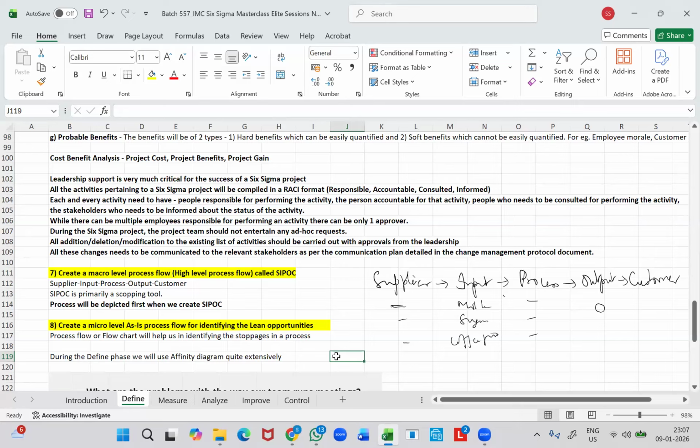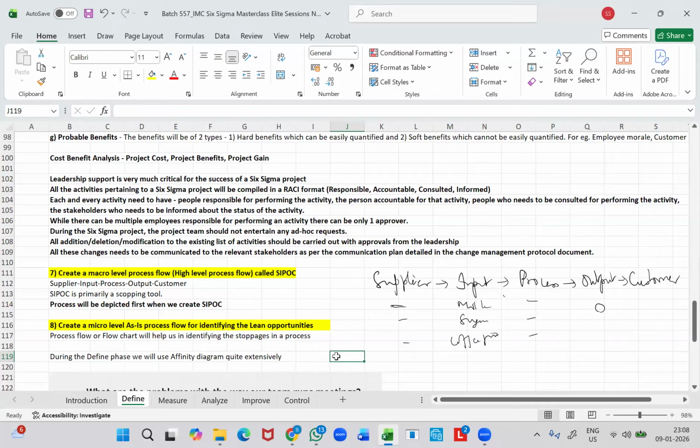So for performing the improvements, we need to consider the as-is process flow as the process is being executed on the shop floor. And for identifying the lean opportunities, we will be considering the micro level as-is process flow. So when I say micro level as-is process flow, it will be the depiction of the process at a keystroke level. So each and every keystroke needs to be captured as part of the process flow.